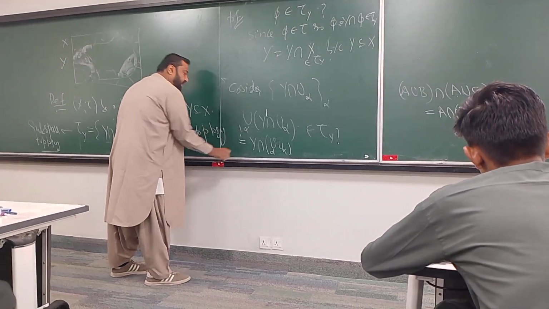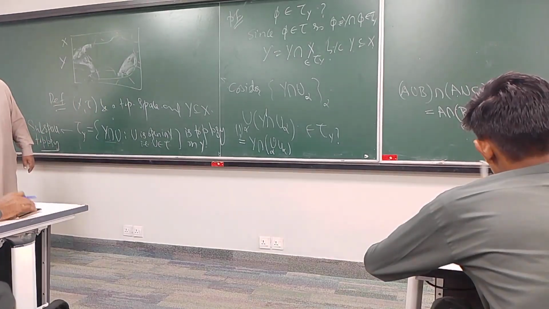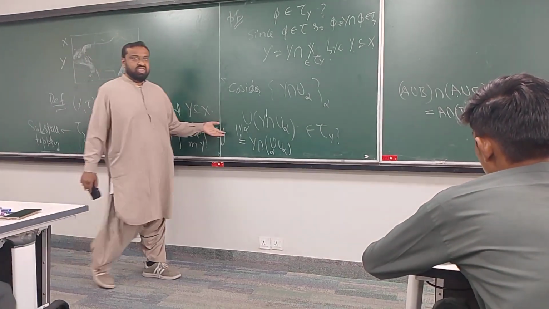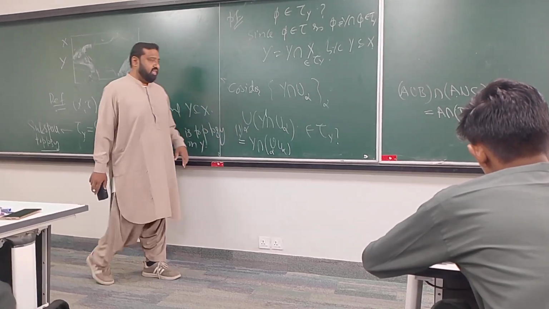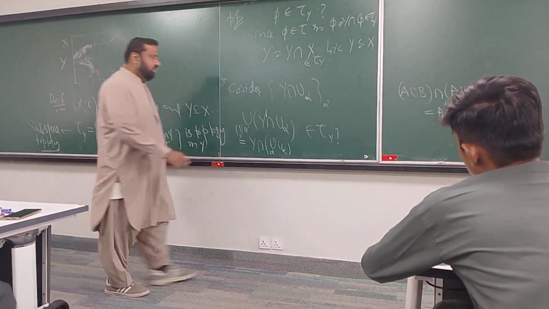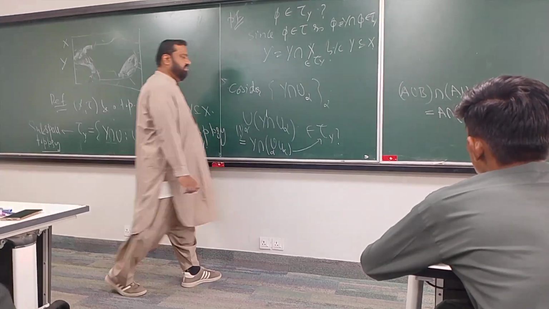So you need to verify this. You don't have to take it for granted. If you have proved the distributive law for generalized unions and intersections, good. If not, this is a good exercise that you need to do. Now, do you think that this guy is in tau Y?